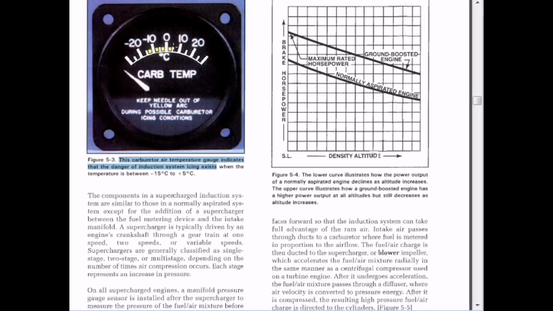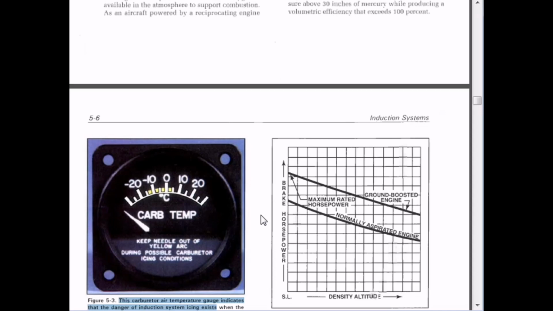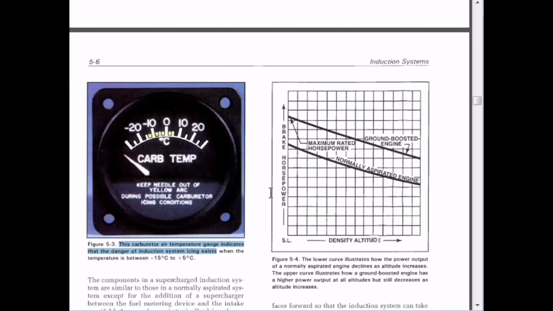Okay? But why is it at this 5 Celsius? Kenapa? The yellow arc is being called a warning at the 5 Celsius. 5 Celsius belum ada ais lagi, isn't it? Tetapi bila kapal terbang surrounded by the temperature of 5 Celsius, when you have air movement, then the temperature will further drop, isn't it?